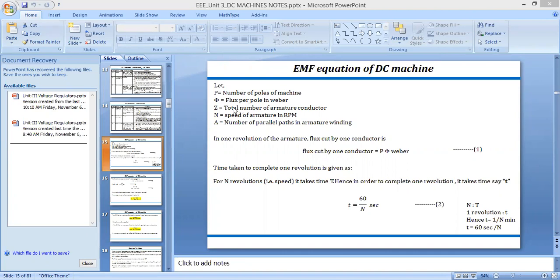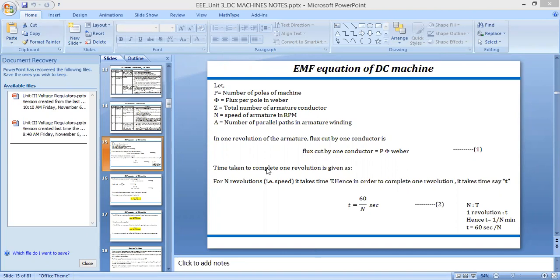Flux means flux per pole. If we have the poles, we are supposed to measure the flux introduced in each pole, and we can measure this flux in the Weber unit. Z is the number of armature conductors. When we are using the DC machine, we take the armature conductors, because here we need to produce the EMF or use the EMF. So Z is the number of armature conductors.